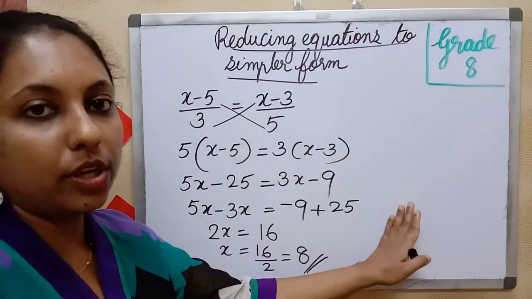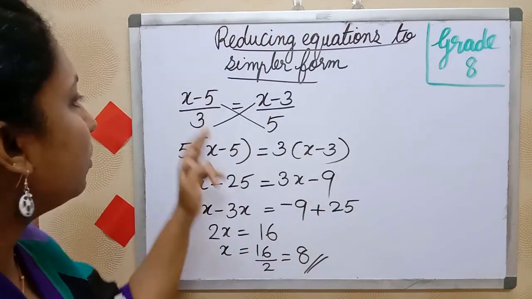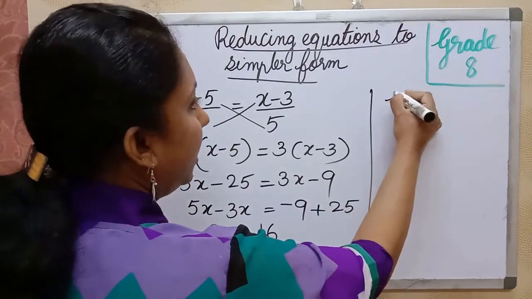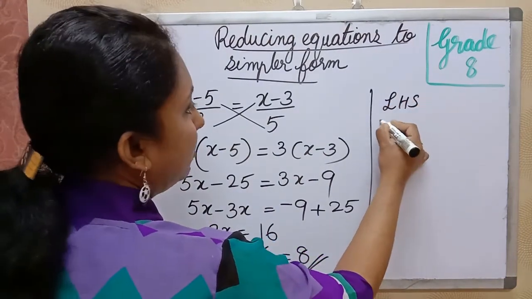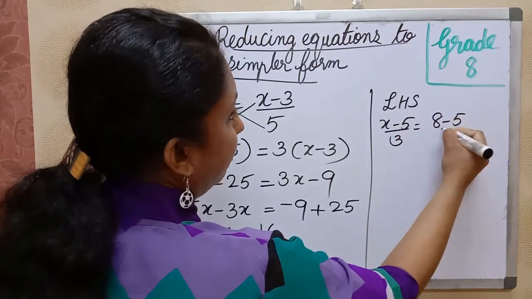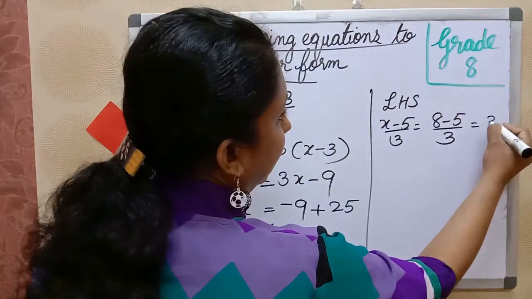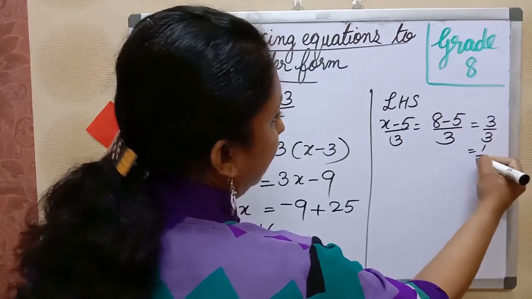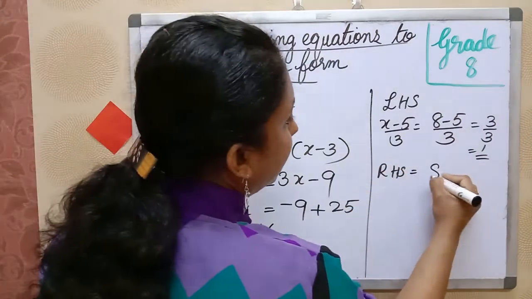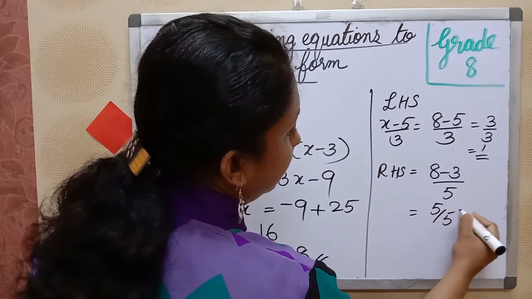Now, checking also you can do. Whether LHS is equal to RHS, you can find. You have to put the value of x in LHS. That is LHS, (x minus 5)/3 is equal to (8 minus 5)/3, that is 3 by 3 is equal to 1. Now RHS. Again (8 minus 3)/5, that is 5 by 5 is equal to 1.